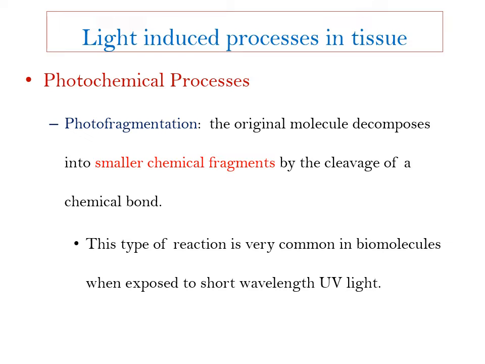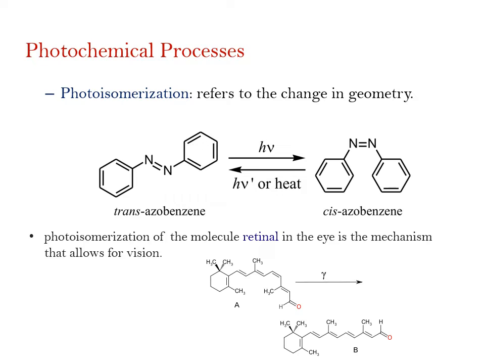So one of the photochemical processes is photofragmentation. In photofragmentation, the original molecule decomposes into smaller chemical fragments by the cleavage of a chemical bond. So breakage of this chemical bond occurs when light interacts with it. This type of reaction is very common in biomolecules when exposed to short wavelength ultraviolet light. The other one is photoisomerization.